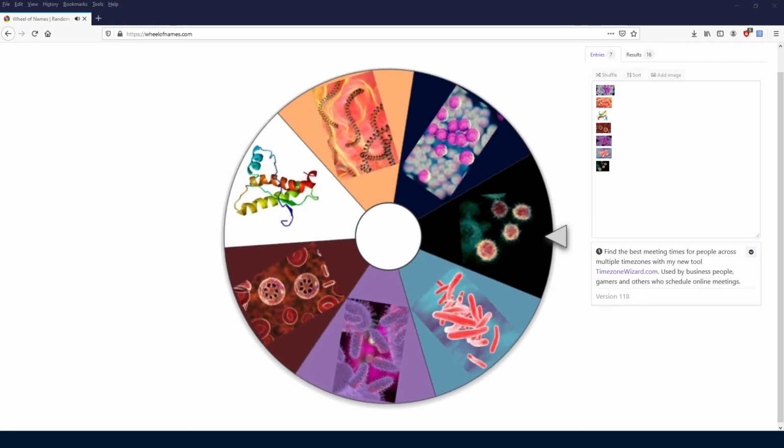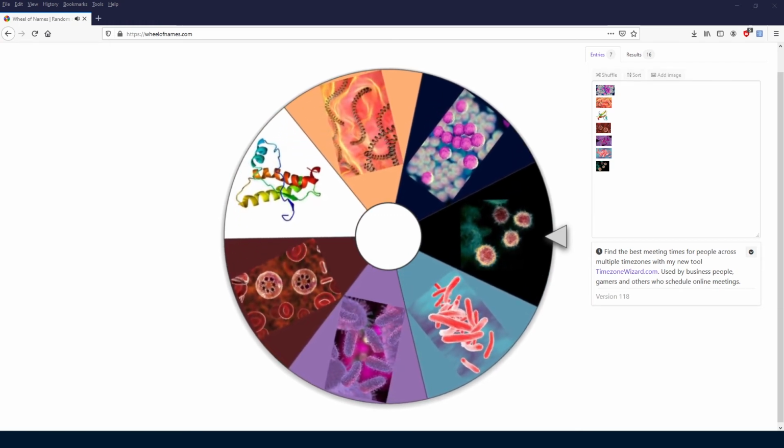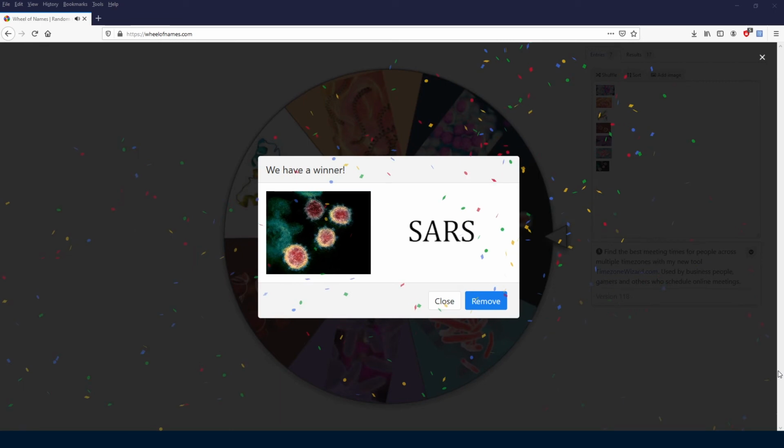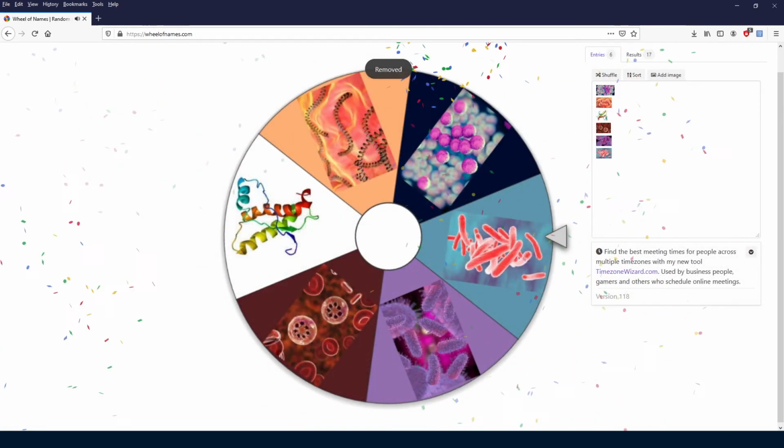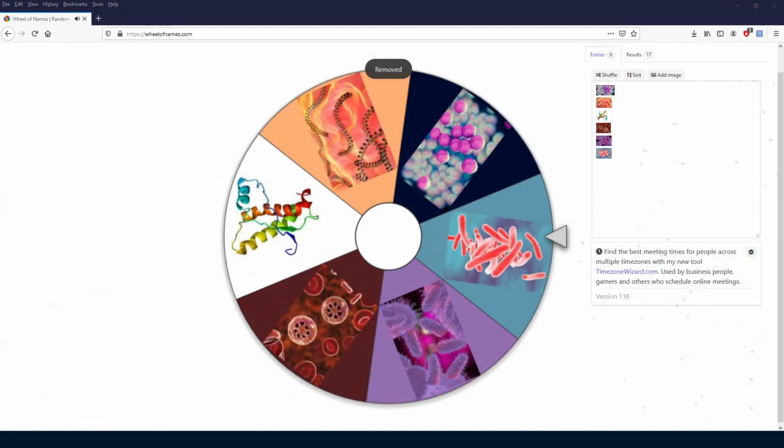We have a more friendly one here. Wow, it's not as fatal. This is SARS. Same family as COVID-19, actually. So we have SARS. Once I can find it.